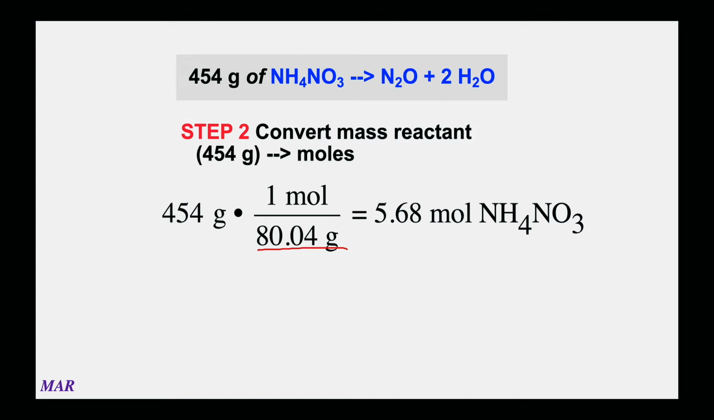So if we want to turn grams of ammonium nitrate into moles, we're going to divide 454 by 80.04. And you can see that the grams will cancel out. We'll have moles, 3 sig figs in 454. So the answer to 3 sig figs, 5.68 moles ammonium nitrate. So 454 grams ammonium nitrate represents 5.68 moles of ammonium nitrate.